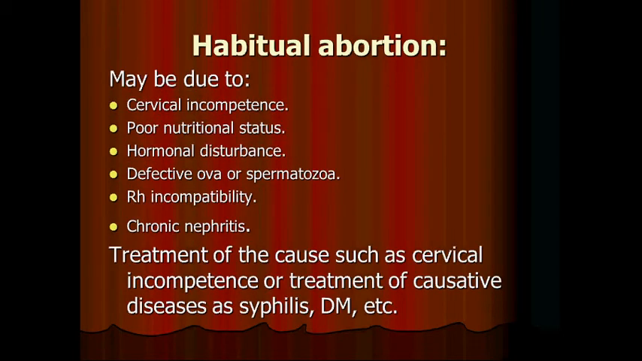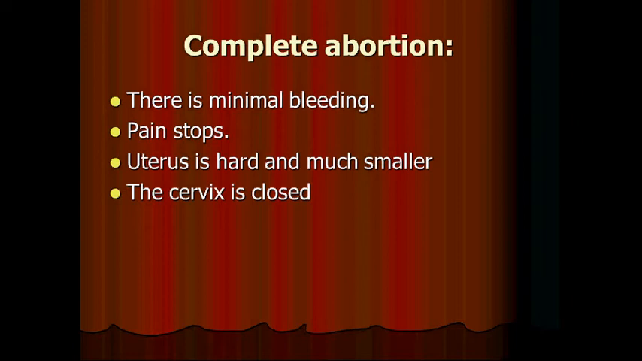Habitual abortion may be due to cervical incompetence, poor nutritional status, hormonal disturbance, defective ova or spermatozoa, Rh incompatibility, chronic nephritis. Treatment of the cause, such as cervical incompetence, or treatment of causative diseases such as syphilis, DM, etc. Complete abortion: there is minimal bleeding. Pain stops. The uterus is hard and much smaller, and the cervix is closed.